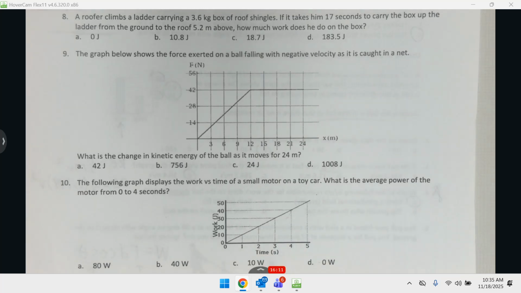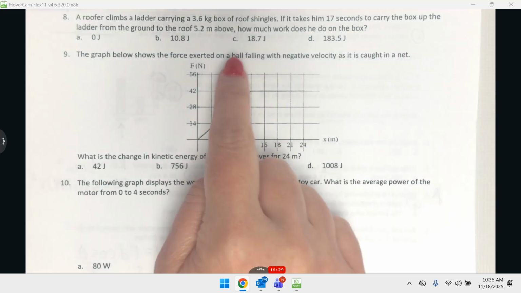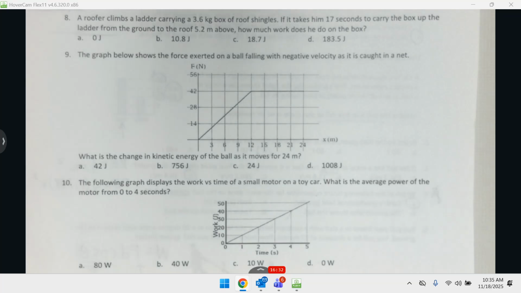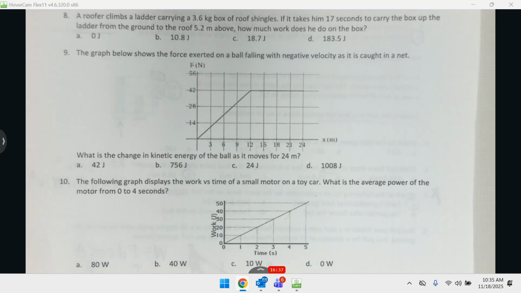All right, number 8. A roofer climbs a ladder carrying a 3.6 kilogram box of roof shingles. So this one, vertical. Now that is going to be work. So this one is not going to end up being 0. If you put 0, sorry guys. But he's carrying this box vertically, so he's lifting it along with his own weight. If it takes him 17 seconds to carry the box up the ladder from the ground to the roof 5.2 meters above, how much work does he do on the box? Again, work is force times displacement times cosine of your angle, but I don't really have an angle here. It's in the same direction. He's lifting, he's applying an upward force, and he's moving up.